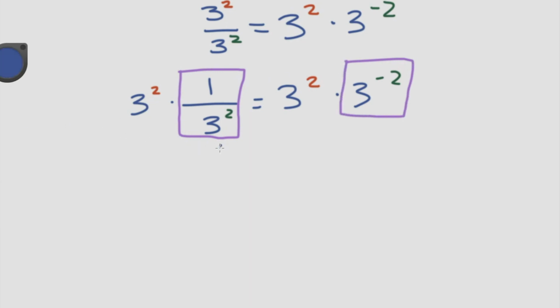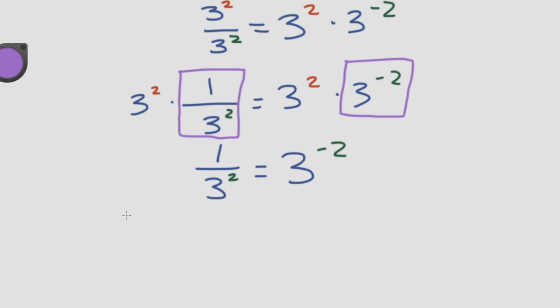It turns out that because they're both multiplied by the same number to get equal to each other, they should be the exact same. So I'm going to rewrite that. 1 over 3 to the power 2 is also equal to 3 to the power negative 2. You get this result by dividing by 3 to the power 2 on both sides.